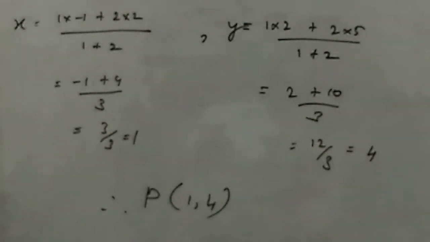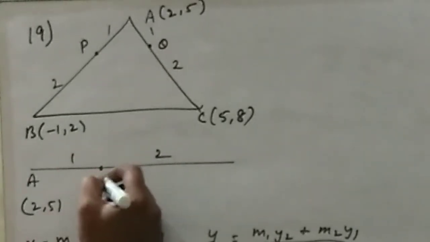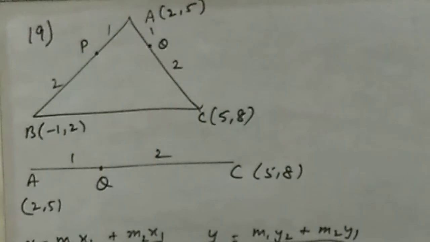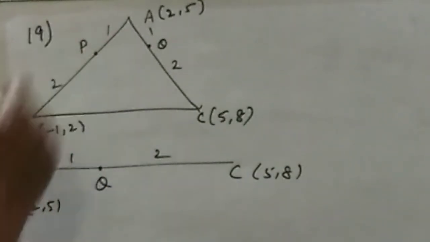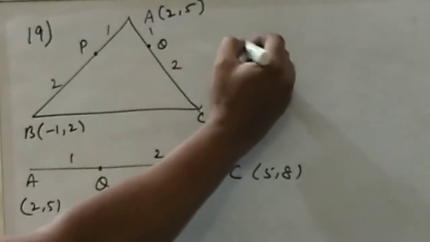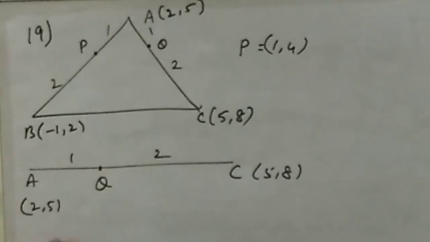Next we have to find the coordinates of Q. You will write Q, and here you will write C (5, 8). Now P you got it, that is (1, 4). Okay. Now to find Q.